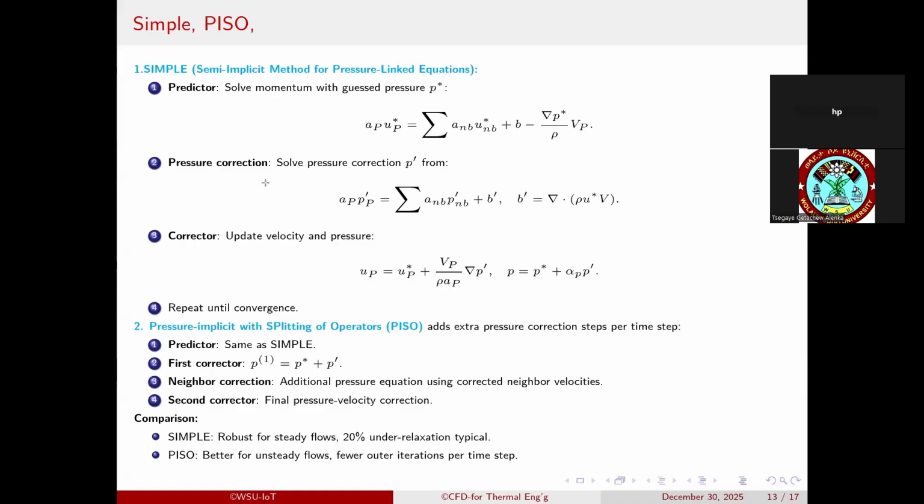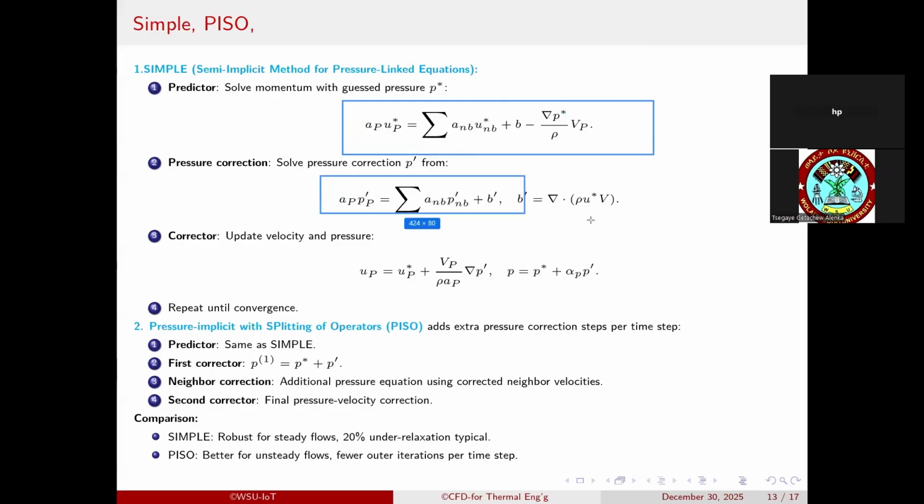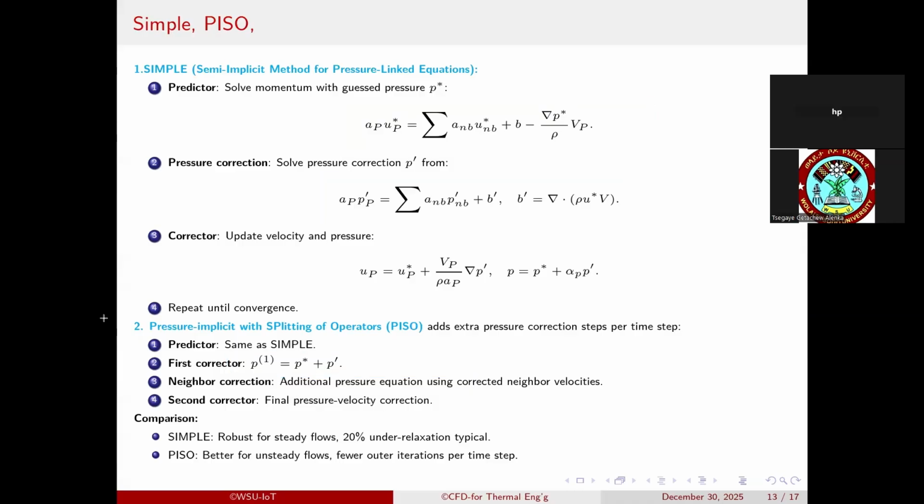We saw in the previous slide it uses a predictor corrector, whereas pressure implicit splitting employs a simple predictor, then first corrector, then an additional pressure equation using corrected inverse velocities, and additional steps.